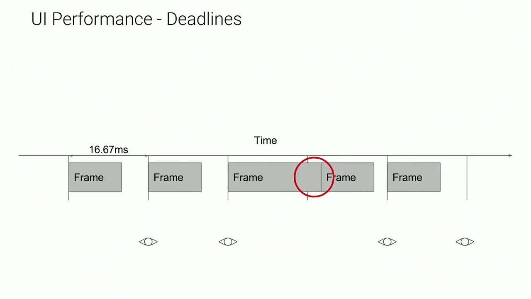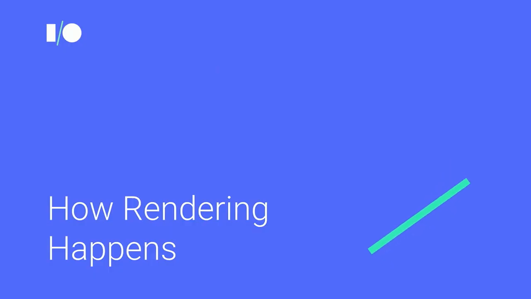But if there's a problem when you're rendering, if one of your frames takes too long, then the user is not going to see that. They're going to see exactly what they saw in the previous frame because you took too long in your application and you skipped a frame. So that's jank. That's the stutter that we need to try to analyze and fix.